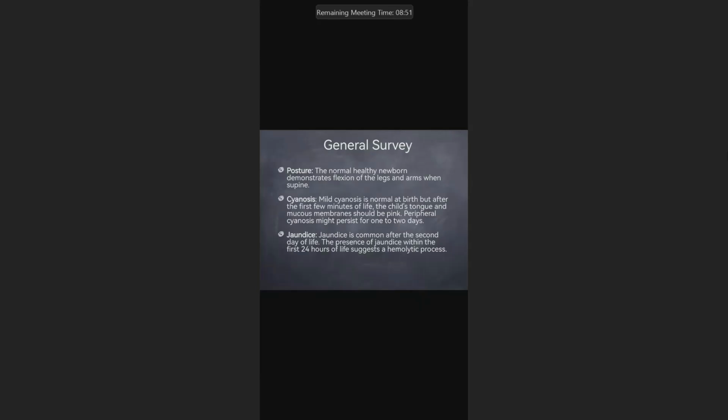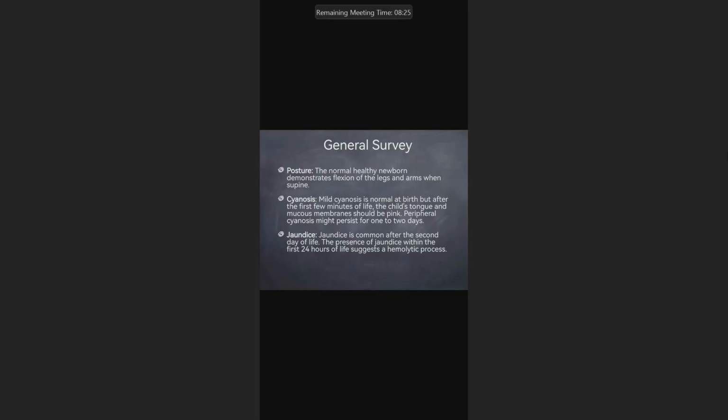For the general survey, we have the posture. The normal healthy newborn demonstrates flexion of the legs and arms when supine. Mild cyanosis is normal at birth. Mind you, the baby's color is not yet normal at the time of birth. The O2 saturation normalizes at around 10 to 15 minutes after birth.